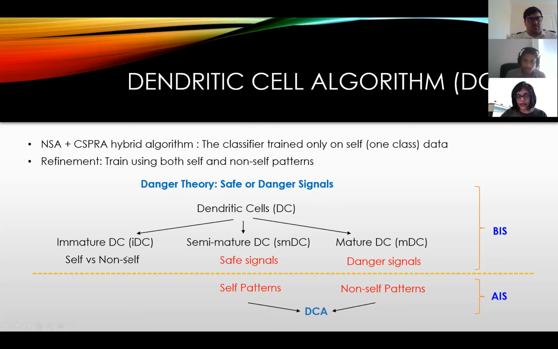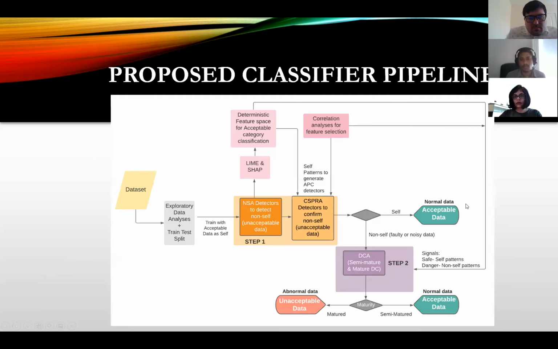Dendritic cells can differentiate into three different forms. The immature dendritic cells pretty much do the self, non-self differentiation. The semi-mature dendritic cells are generated when they encounter safe signals, and safe signals are nothing but self patterns. And mature dendritic cells are formed when they encounter danger signals, and danger signals are nothing but non-self patterns. So as you can see from this, we can generate an artificial immune system algorithm, which is the dendritic cell algorithm.